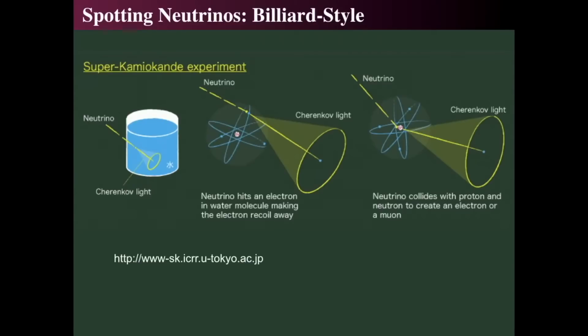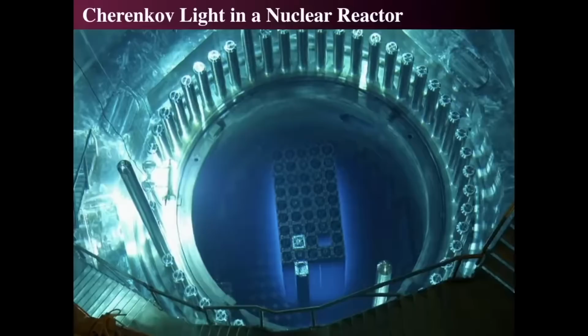Another way it can happen is that the neutrino could collide with a proton and a neutron, and when it collides with both, that would create an electron or a muon, and that too would have an enormous amount of energy and form this Cherenkov light. So basically, it would carom off something and cause it to go faster than the speed of light in water, not in a vacuum, in water. And so there's the trick. And when it did that, it creates Cherenkov light.